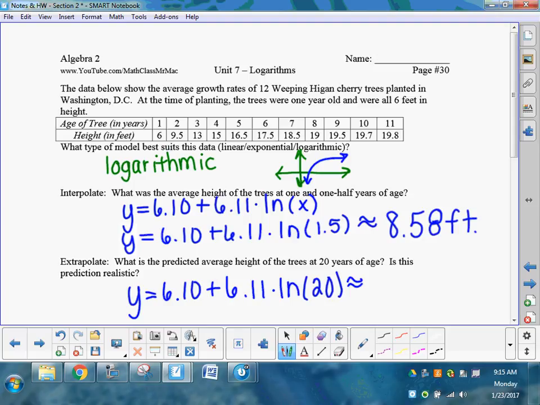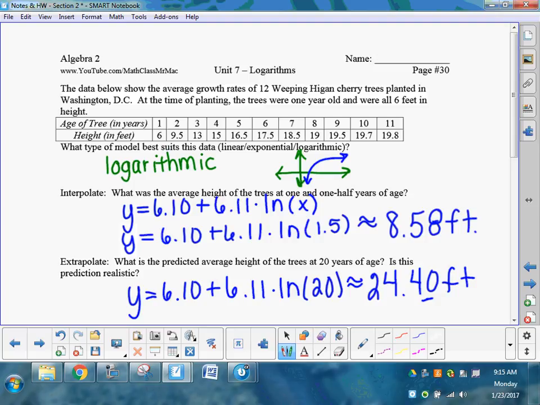Corey, did you get an answer? Yeah, 24.40 feet. And notice, by the way, some of you think that because there's a 0 there, you don't need to write it. It is significant. Yes, you always go to that position. Now, there's two things that we want to get. Is this prediction realistic? So, look at the data. If I go out to 20 years, is it unrealistic or realistic for the height of the tree to be 24 feet? It's realistic. Very much so.